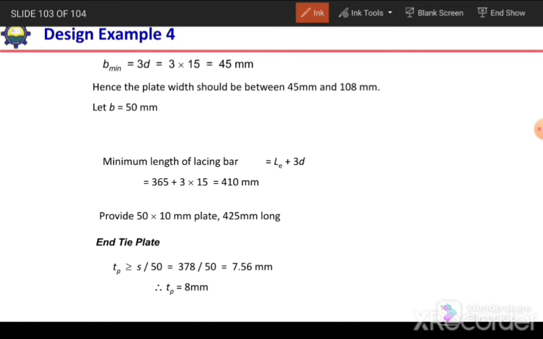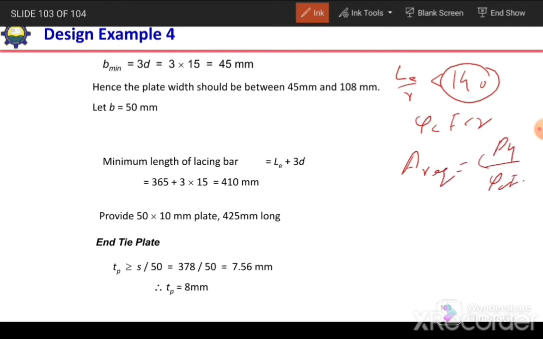The second approach is, based on the first condition that LE over R should be less than 140, consider this slenderness ratio and calculate phi C FCR, and then based on this phi C FCR calculate the area required equal to PU over phi C FCR. So from here we will get some value of area, and it will be equal to B into T. And here we can assume the value of B or T, or otherwise we can go for the next, B over T should be less than 10.8 millimeter.